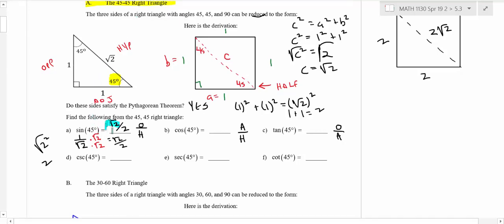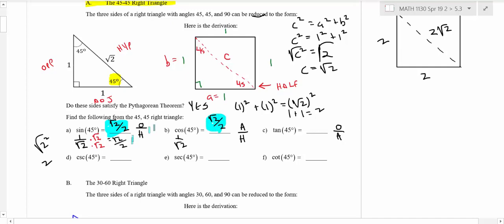Now with the cosine, the cosine would be adjacent over hypotenuse. So adjacent is 1, hypotenuse is square root of 2. So you would get the same answer. You could rationalize the denominator, and again, you would get exactly the same answer.